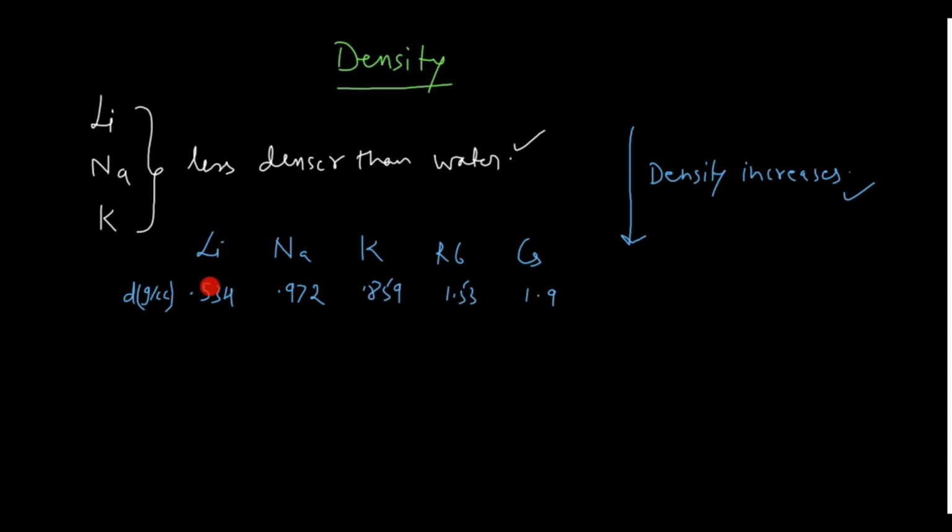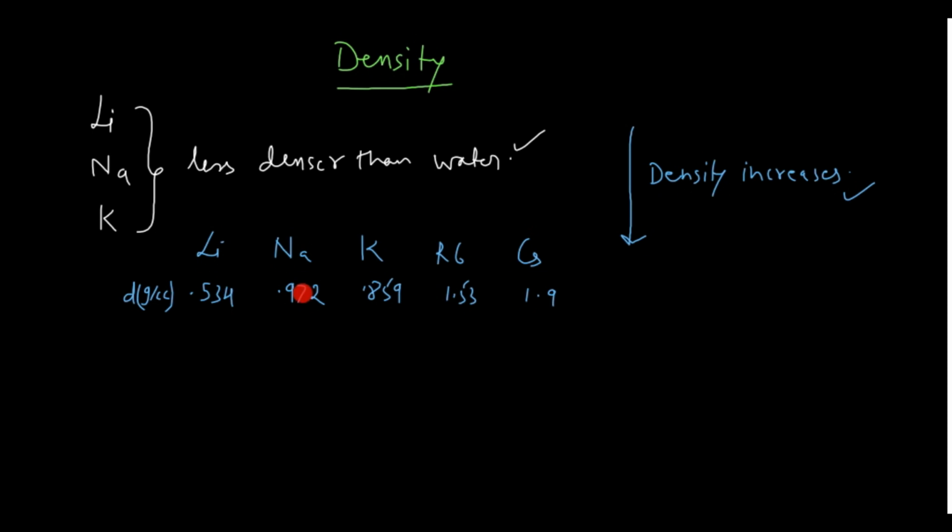So you can see here it is less dense. If you go down, the density increases. I already told you the density increases down the group. That means potassium should have more density than sodium. But this is not happening here.